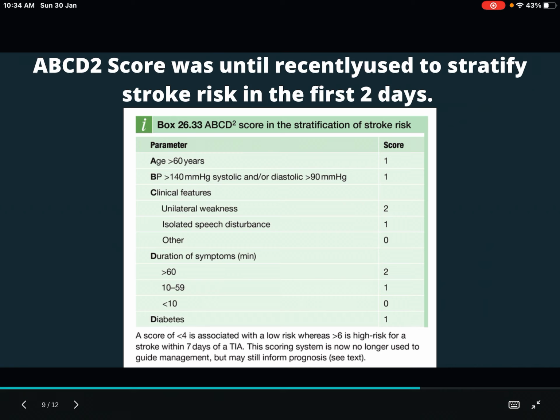Duration of symptoms: if it is more than 60 minutes, 2 score is given; 10 to 59, 1; less than 10, 0. If diabetes is there, 1 additional score is given. So if the score is less than 4, it is low risk, and if the score is greater than 6, it is high risk for developing stroke within 7 days after transient ischemic attack. So for that, the ABCD score is used.